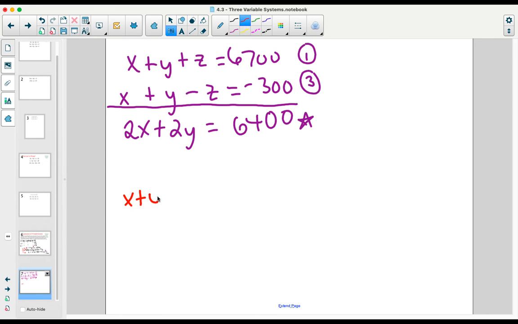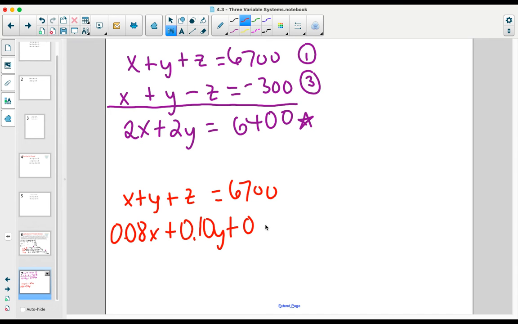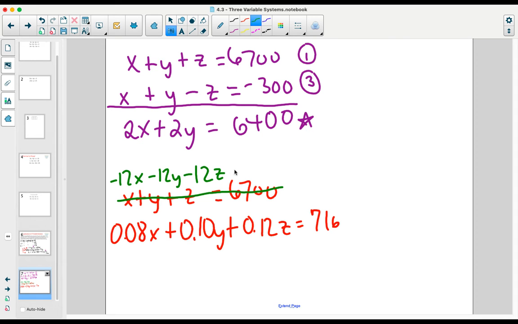So again, we have X plus Y plus Z equals 6,700. And then we have our equation with all of our rates multiplied by each one of the variable amounts of investments. Clearly, I don't have any opposite coefficients just yet, but I'm going to make a little bit of a different suggestion on this one. I'm going to multiply this top equation by negative 12. That's going to create negative 12s in front of all of the investment amounts. And on the right side, negative 80,400.